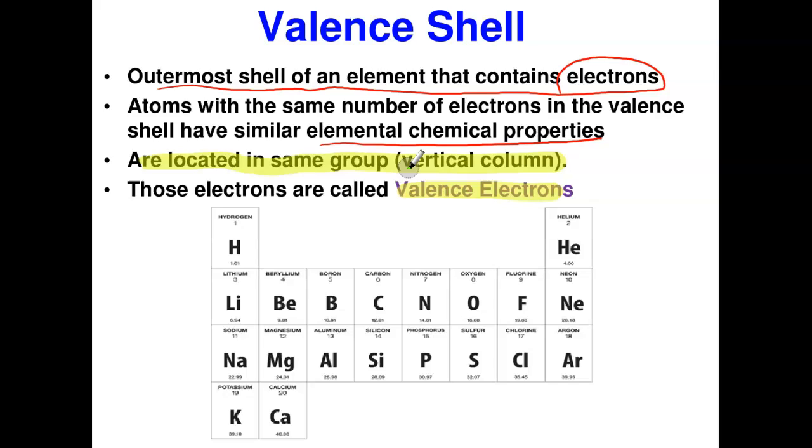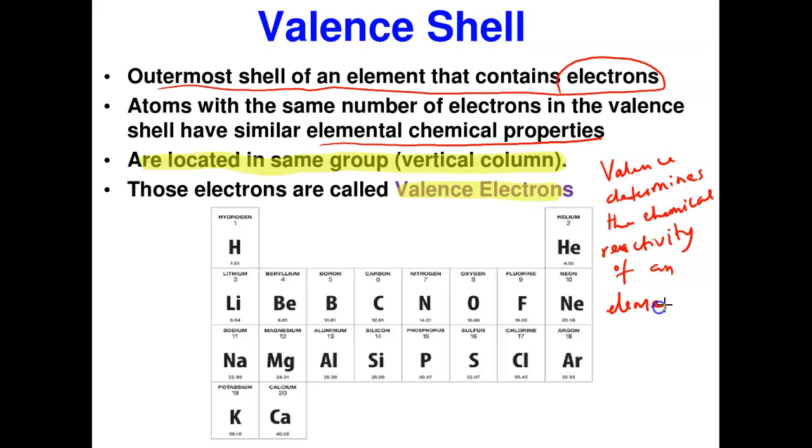Why? Because the valence electron determines the chemical reactivity of an element. This is very, very important. The valence electron is what determines the chemical reactivity. So the whole chemistry we are studying is all about these valence electrons.